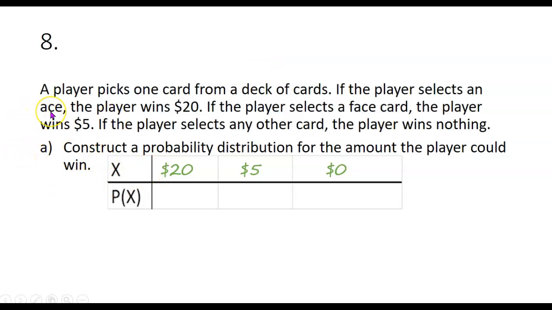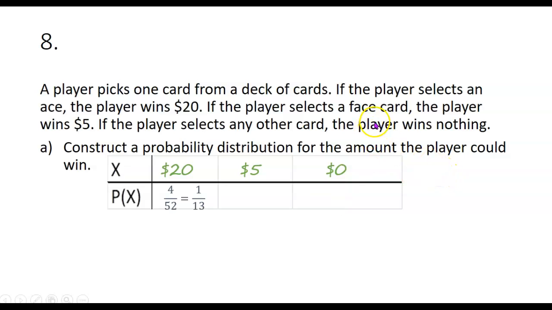The probability of selecting an ace would be 4 out of 52, because there are 52 cards in the deck, and 4 out of those 52 cards are aces. There's the ace of spades, the ace of hearts, the ace of diamonds, and the ace of clubs. In lowest terms, that would be 1/13. 1 out of every 13 cards is an ace. So the probability of picking an ace is 1/13.